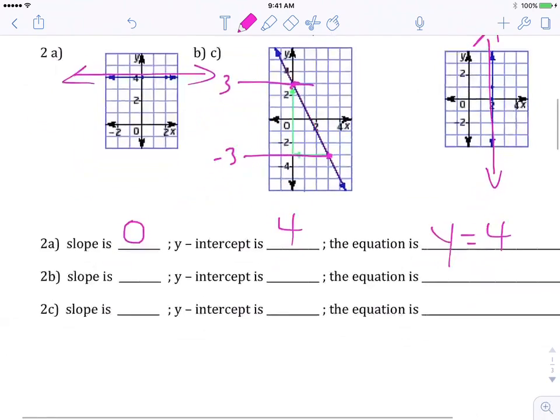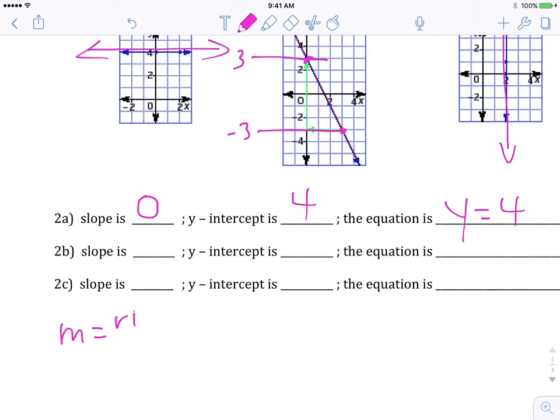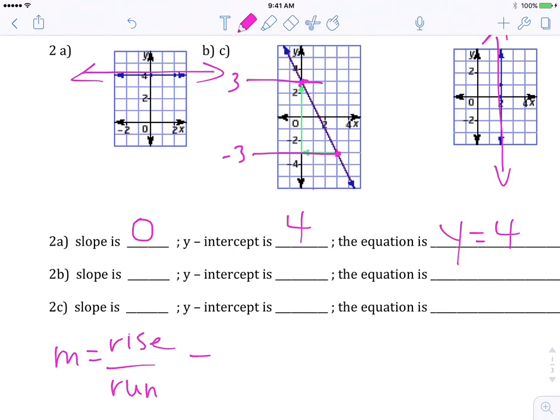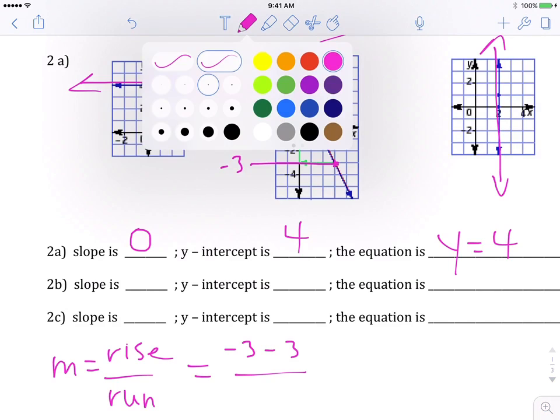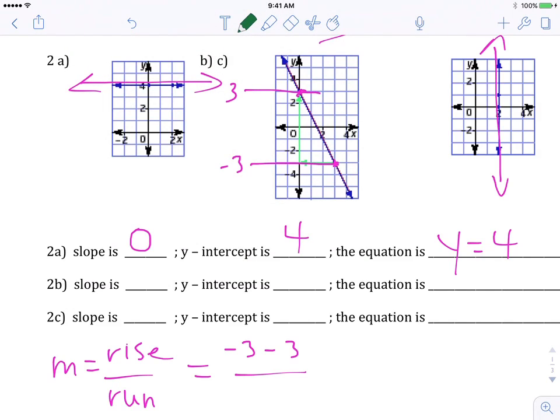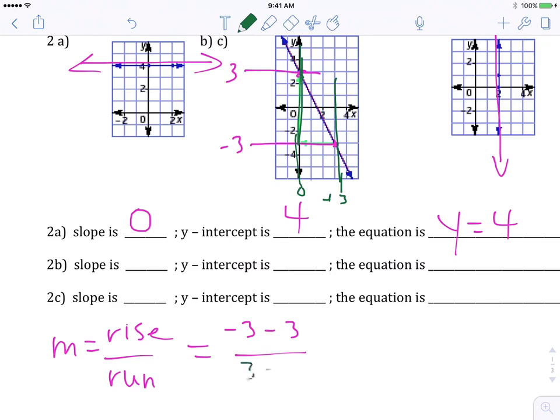But the change in y value, so we know that slope is really rise over run, or the change in y over the change in x. So the rise is really negative 3 minus 3. It's the difference in the y values. And then we want to look at the difference in the x values. And you look here, this first point actually runs through 0, and the second point on the x-axis runs through positive 3. So the difference there is 3 minus 0.